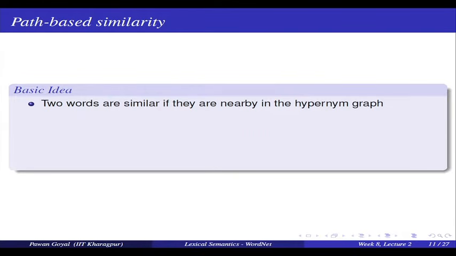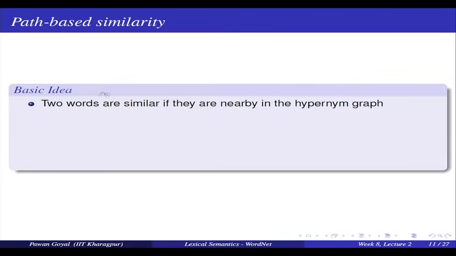Now, coming to the methods for capturing similarity across words. What is the first idea? The first idea is to use the path between two words in the hypernym graph. And what can be a simple measure? I will say that two words are similar if the path that connects the two words in that hierarchy tree is small. So two words are similar if they are nearby in the hypernym graph.